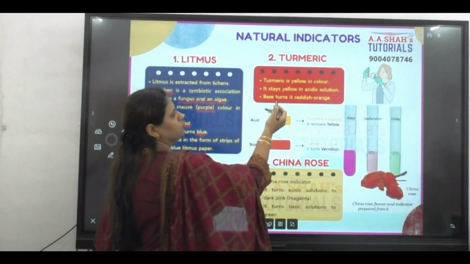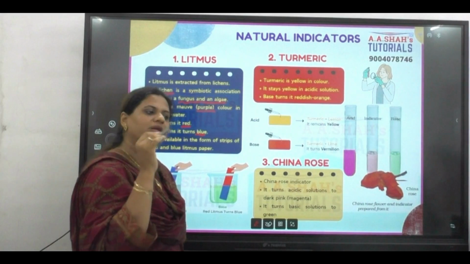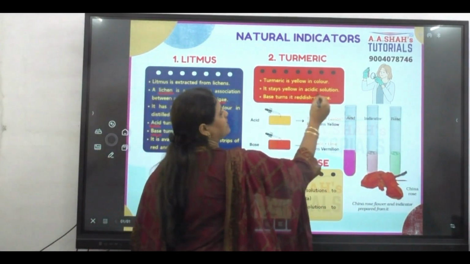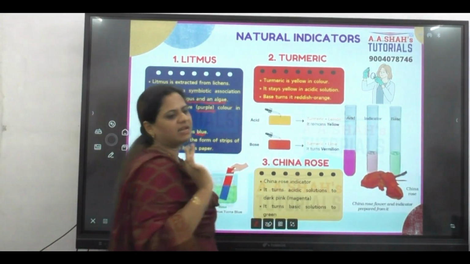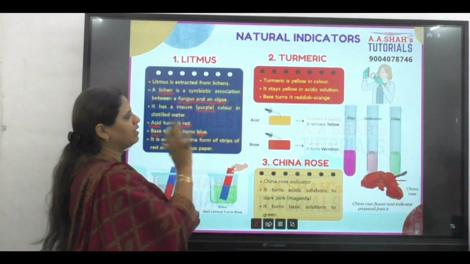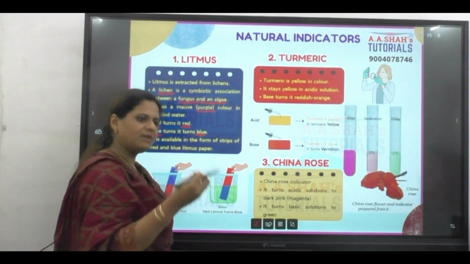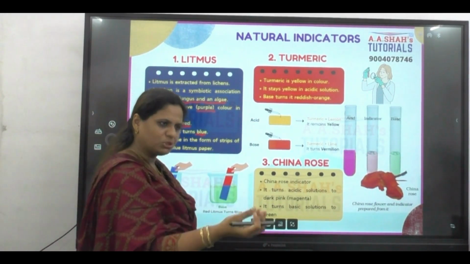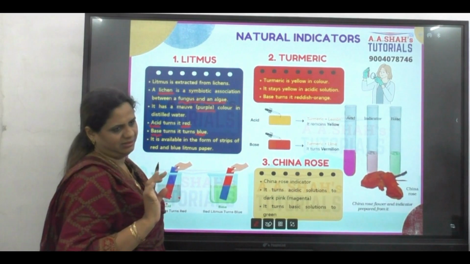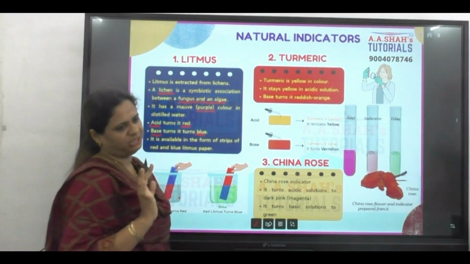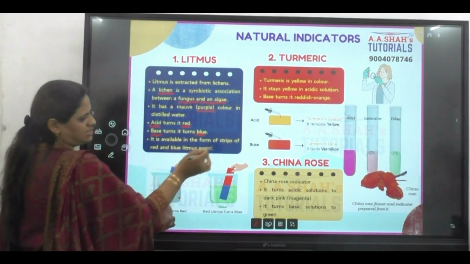So turmeric becomes reddish orange in bases and it remains yellow in acids. In case of acids, its color does not change. In case of base, it becomes reddish orange. If you use some special solution which will remove the stain, that is another matter. But normal detergents will make it reddish orange. Okay? So that is turmeric.